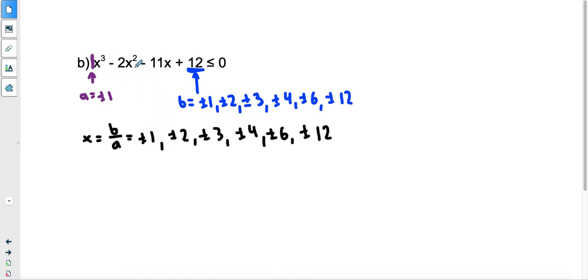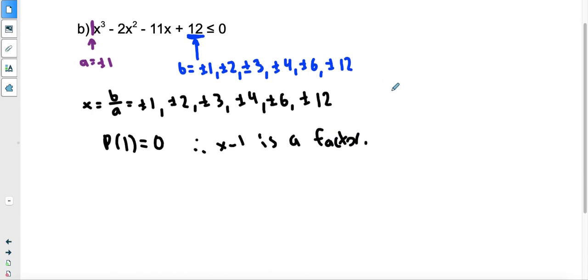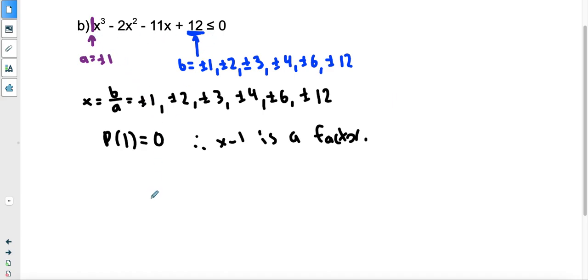Now, let's say I plugged in x is equal to 1 into my polynomial. And you can see when you do that, that you'll get 0. So when I plug in 1, I get that this is equal to 0. So what does that mean? That tells us that x minus 1 is a factor. To help me find the other factors, I'm just going to divide my polynomial here by x minus 1.